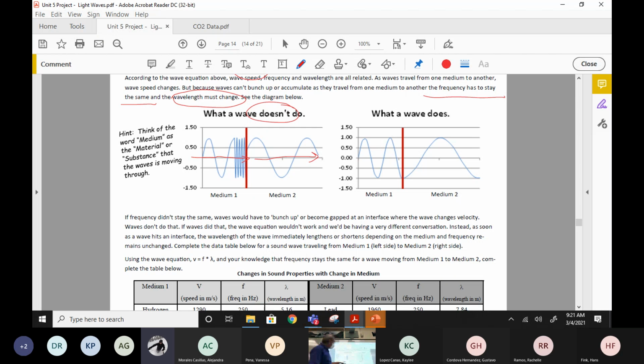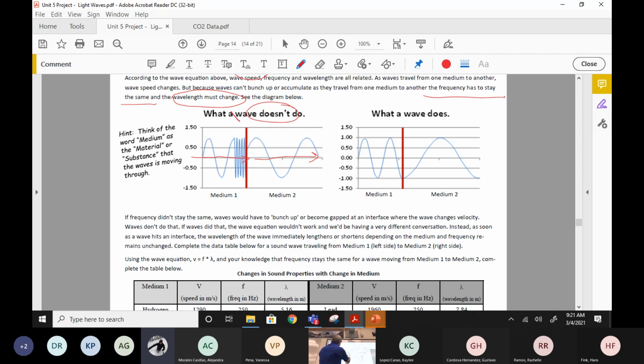So the interface is just where one medium meets another. Between water and air, it's just the surface of the lake, the surface of the ocean. Okay? Between this and the air, the edge of the prism would be the interface. Right?